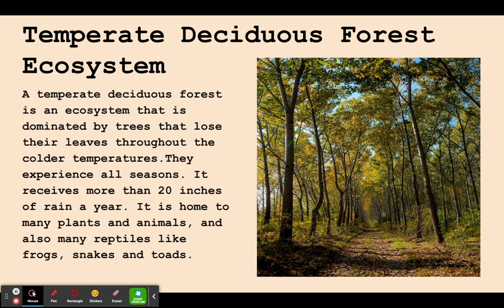A temperate deciduous forest is an ecosystem that is dominated by trees that lose their leaves throughout the colder temperatures. They experience all 4 seasons. It receives more than 20 inches of rain a year. It is home to many plants and animals, and also many reptiles and amphibians like frogs, snakes, and toads.